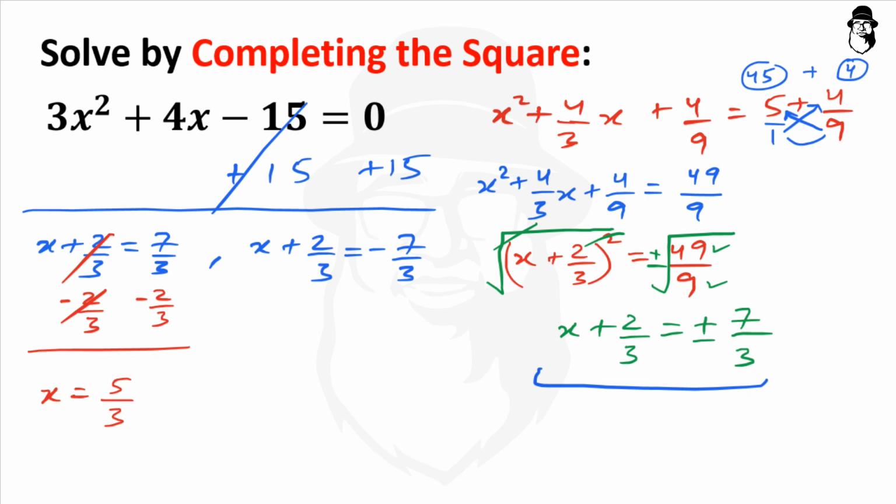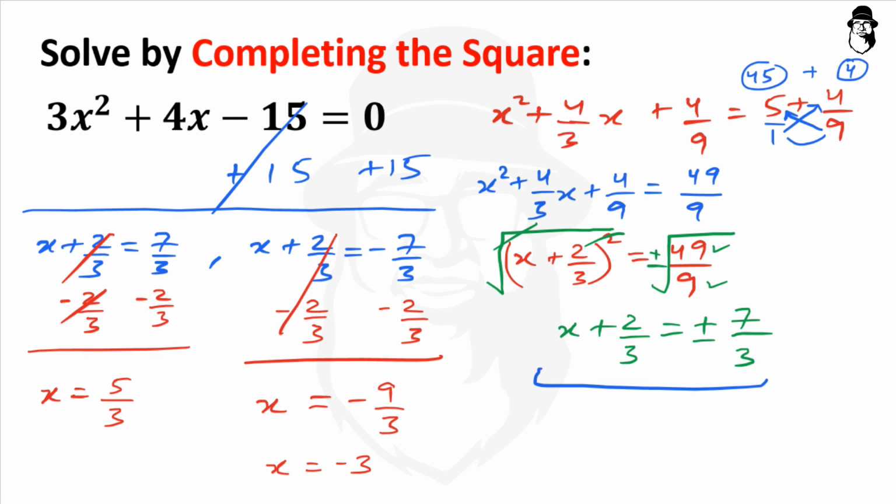And here we have minus 2/3 from both sides. This is gone. We have x is equal to minus 7/3, and minus 2/3 is minus 9/3. And minus 9/3, 9 is divisible by 3. So 3 times 3 is 9. We have minus 3. So our answer is x is equal to 5/3 or x is equal to minus 3.